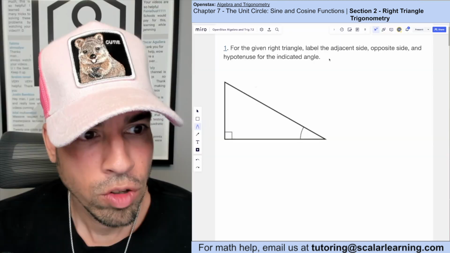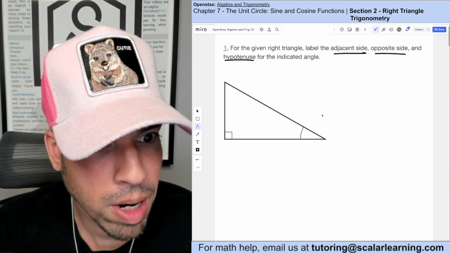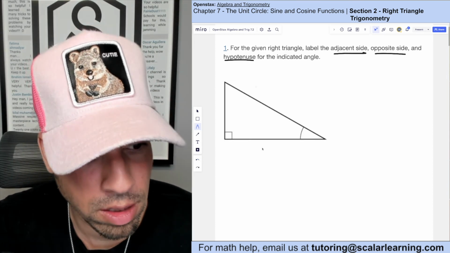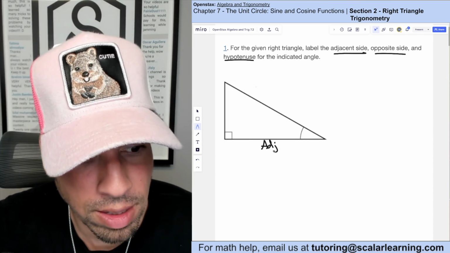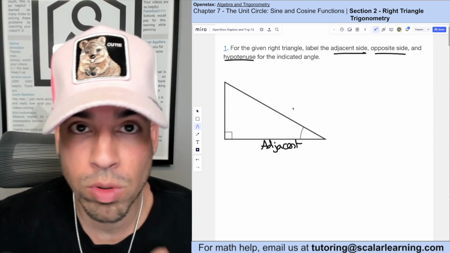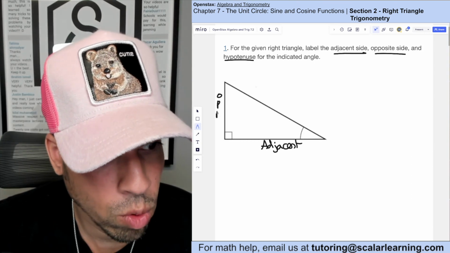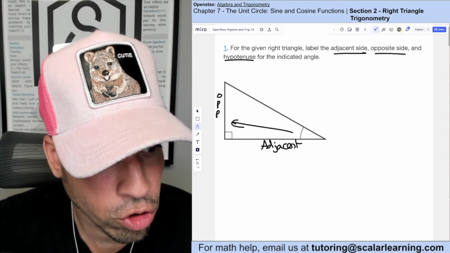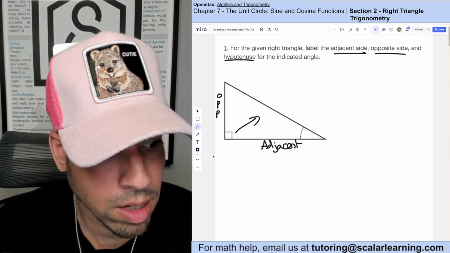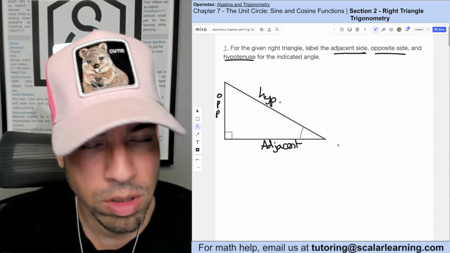Let's do it. For this one, it says label the adjacent, opposite, and hypotenuse for this angle. Adjacent is the side next to the angle, but it's not the hypotenuse. It's also next to the hypotenuse, so it's the adjacent leg. The opposite side is the side opposite the angle, straight across. Last but not least, the hypotenuse is always opposite the 90-degree angle. That's the big side, so here is the hypotenuse. That's how you do it.